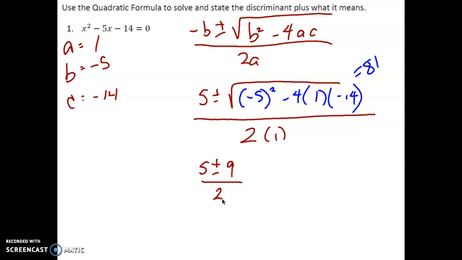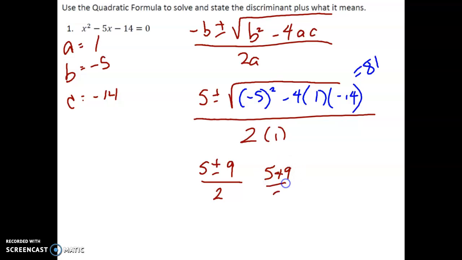2 times 1 is 2 down there in the denominator. Okay, and again, y'all be really careful. Some of y'all are putting an extra square root on here. The square root of 81 is just plain 9. There's no square root anymore. Okay, so my discriminant tells me that I should have two real roots. So let's split this up and figure out what they're going to be.